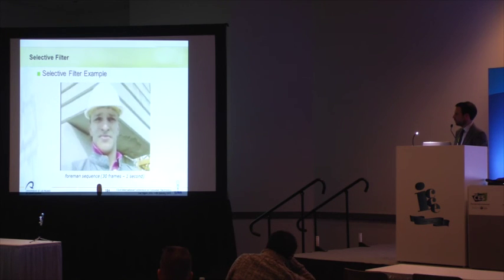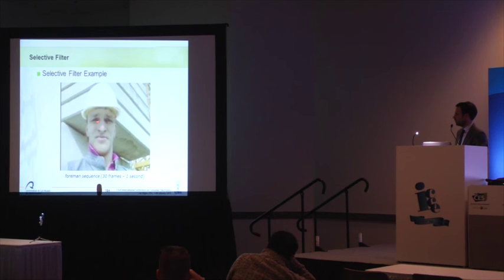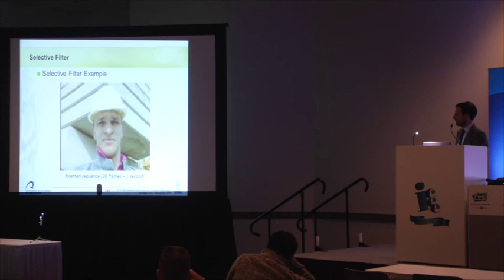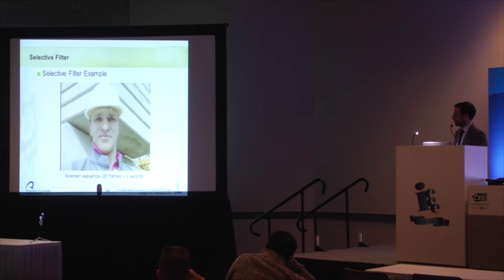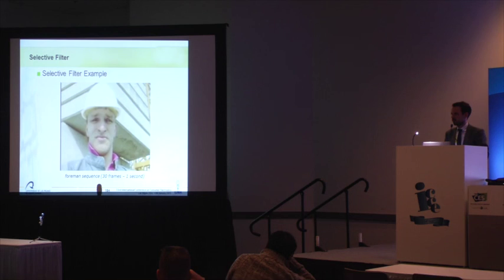Okay, this is an example of the Foreman sequence. We have global motion as a whole and some local motion in the eyes and in the head of the man. Okay, we are considering 30 frames. This means 1 second.